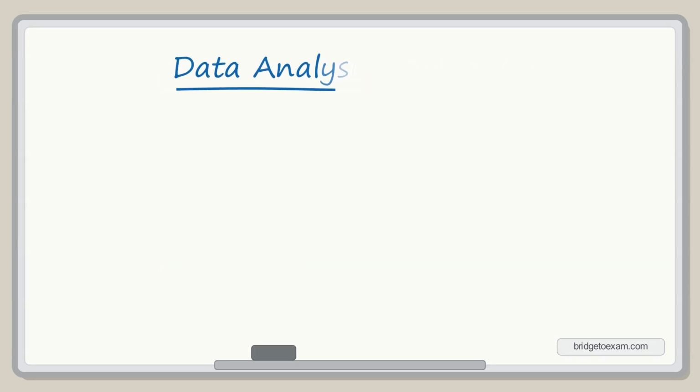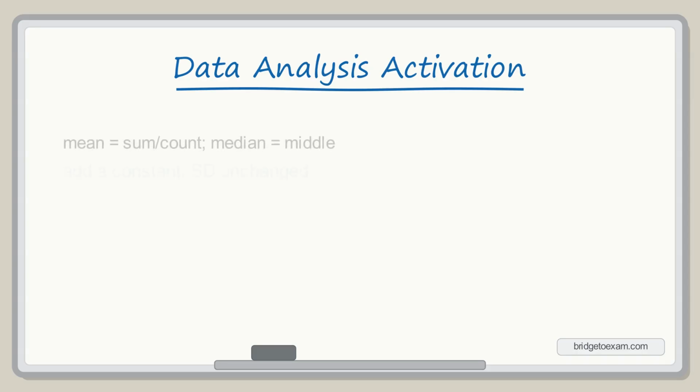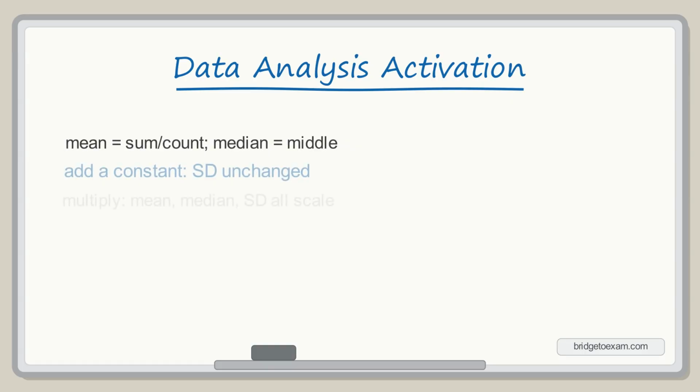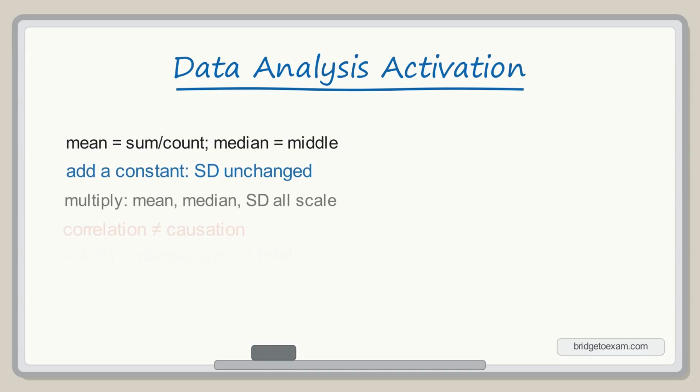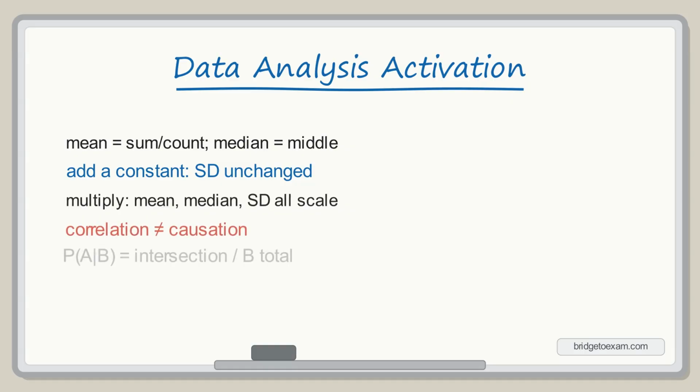Data analysis. Mean is sum over count. Median is the middle. Adding a constant shifts the center, but leaves the spread unchanged, while multiplication scales everything. Correlation is not causation. You need random assignment for that. And conditional probability uses the restricted total.